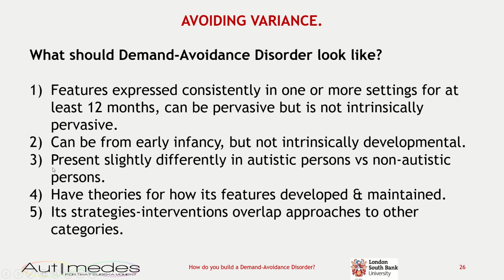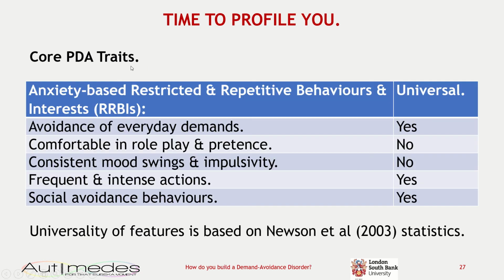As mentioned earlier, demand avoidance disorder should present slightly differently in autistic persons versus non-autistic persons. We need to have theories for how the features are developed and maintained. It also means that the strategy of interventions will overlap with approaches used with other categories of disorders, but it means that we've got quite a broad heterogeneous continuum-based construct. So we can use these 5 traits, and whether they're universal within this population, based on statistics from Nielsen.